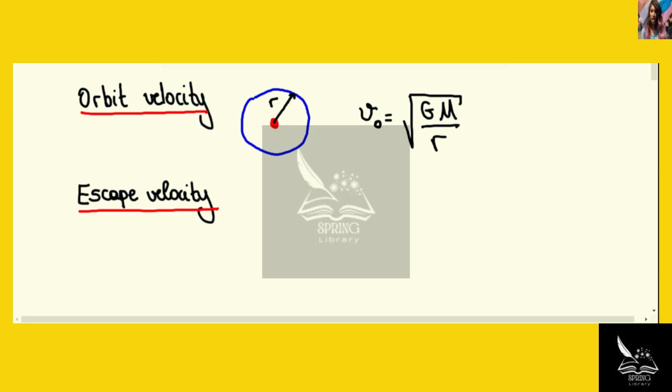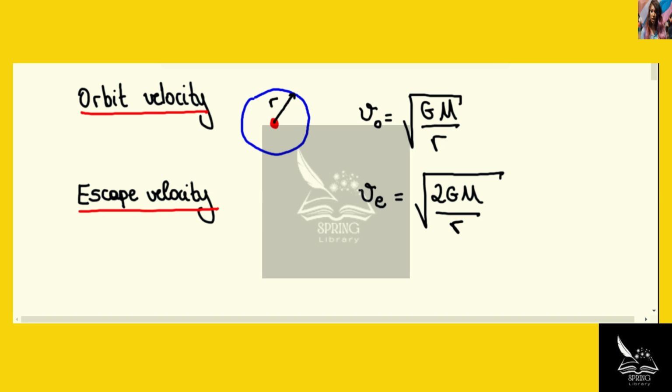The escape velocity, on the other hand, is the velocity that's necessary to escape the orbit of a planet, or actually any body, it can be the velocity necessary to escape the orbit of a star or any body, and it is equal to the square root of 2GM divided by r.